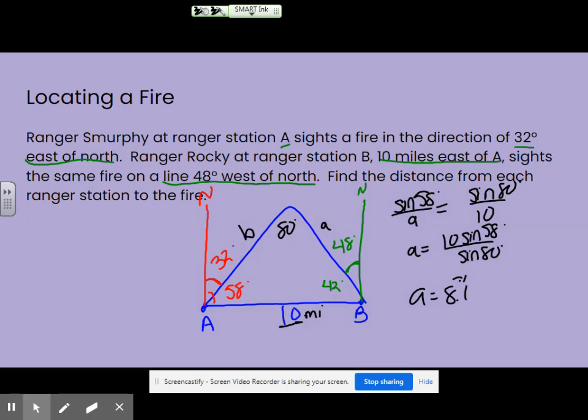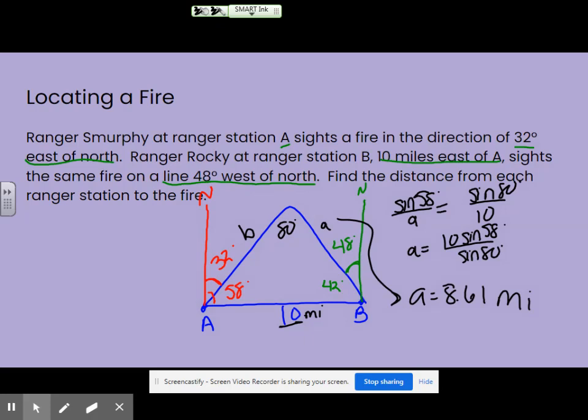8.61, but I'm not quite satiated with it just being 8.61, because 8.61 what? 8.61 miles. All right, and that is our A value over here. So Ranger Rocky at Station B is 8.6 miles. Let's check out Ranger Smurfy at Ranger Station A.